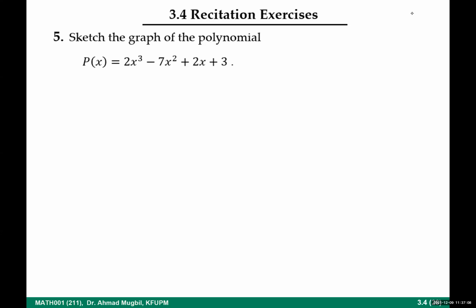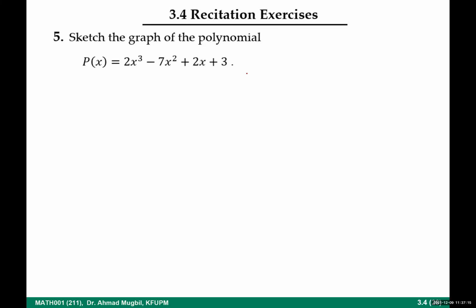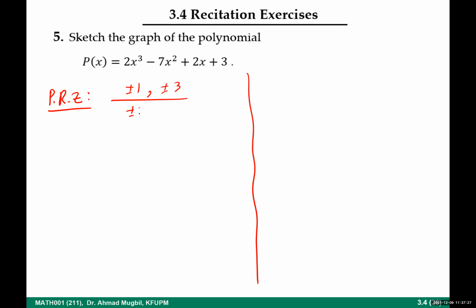How many possible rational zeros? The possible rational zeros will be the factors of 1, the factors of 3 over the factors of what? 2. Of 2. So they will be what? Positive or negative 1, positive or negative 3, positive or negative 1/2, positive or negative 3/2. So these are the possible rational zeros.